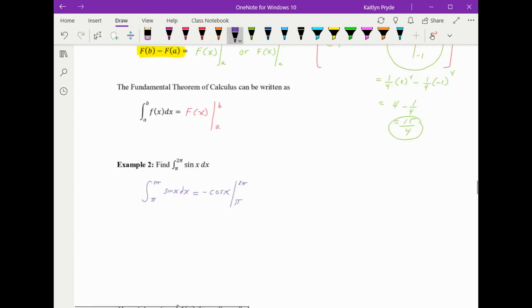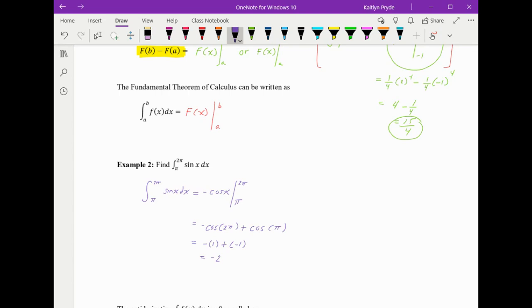Now from here, I'm still doing F of b minus F of a, but I'm just writing it differently. So now I have negative cos of 2 pi minus a negative cos of pi, so this turns into a positive cos of pi. I know at 2 pi my value of cosine is just 1, but don't forget that negative there, so that's really a -1, plus cos at pi, which is also -1. So my integral is going to be -2. Okay, so that's all there is for that one.